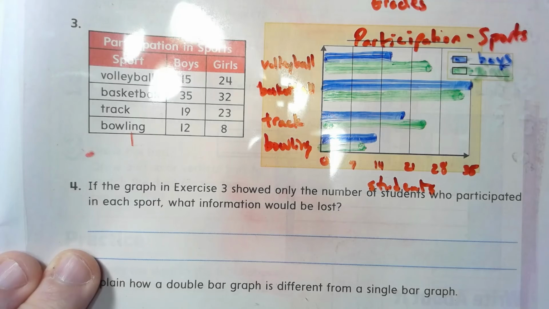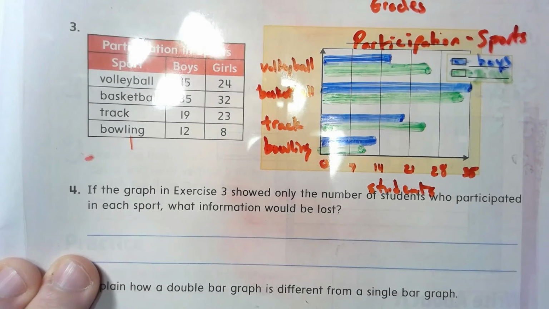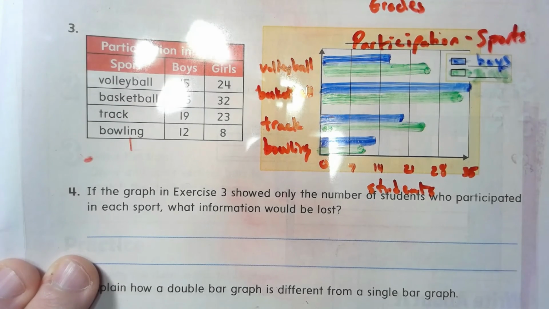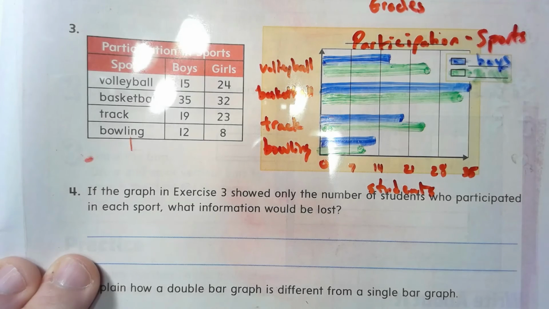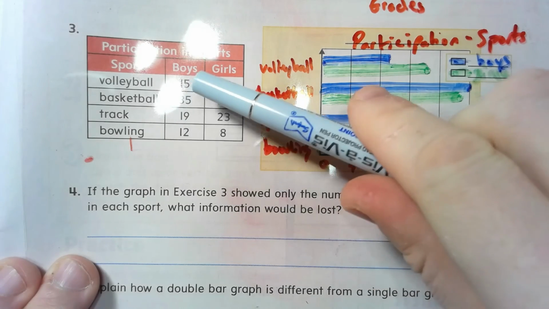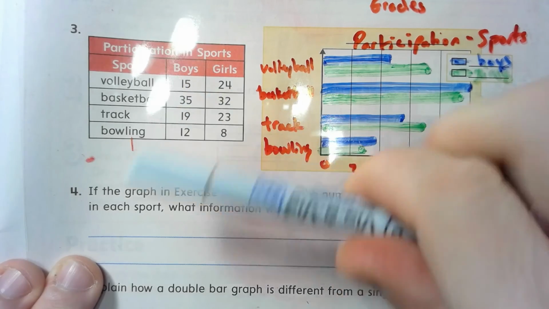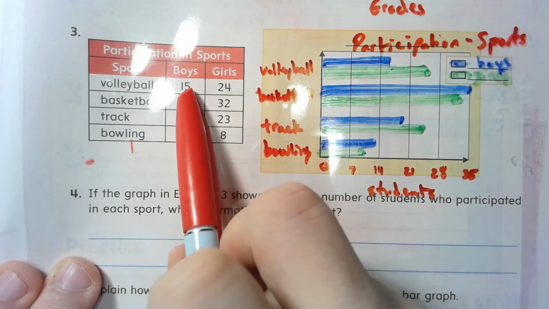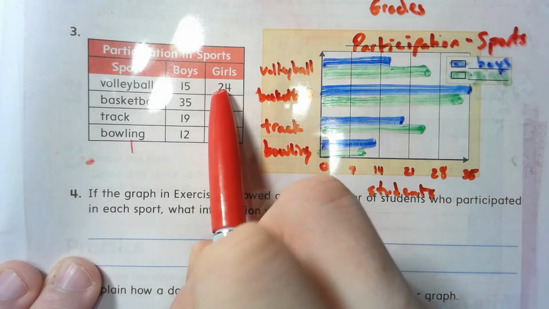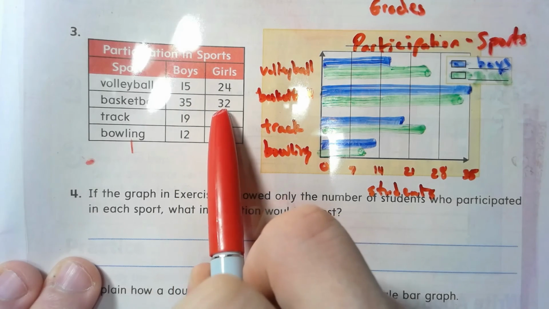It says, if the graph in exercise 3 showed only the number of students who participated in each sport, what information would be lost? So instead of having boys and girls split up here, all we would have would be a total amount. Now we know the total amount. We can add up 15 plus 24 and get a total. We can add up 35 and 32 and get a total.